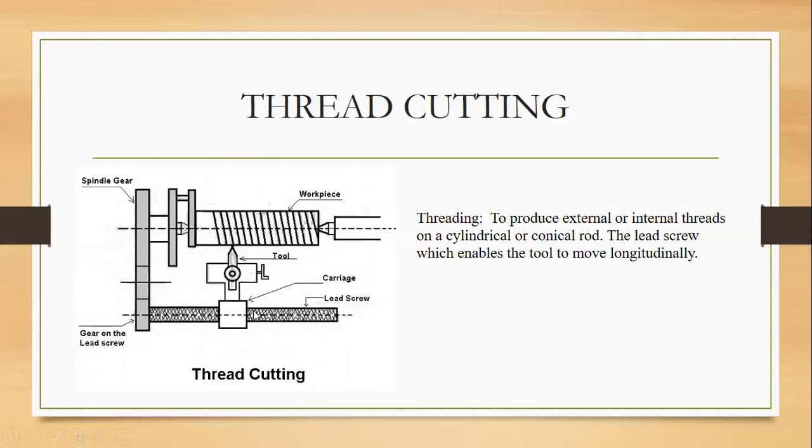This is engaged at the time of thread cutting operations only. The lead screw is also rotating. So automatically the tool is moved along the workpiece to produce a thread, either an internal thread or an external thread. The lead screw is used at the time of thread cutting only.